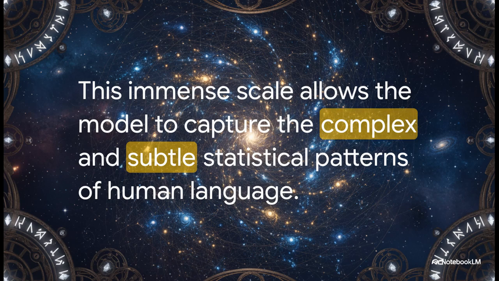And that is what it takes. That immense scale, that 175 billion parameter brain, is what's needed to find all the subtle, complex statistical patterns hidden in human language. It's why the text it generates isn't just grammatically correct, but actually makes sense, understands context, and can even feel, well, creative.